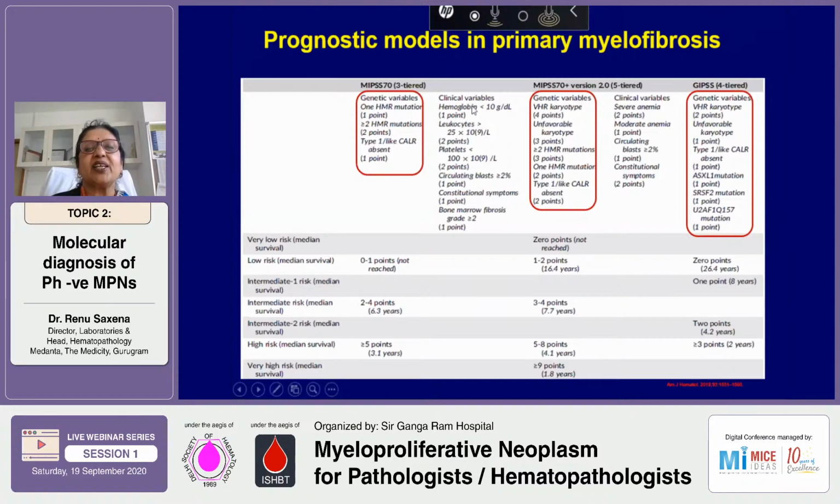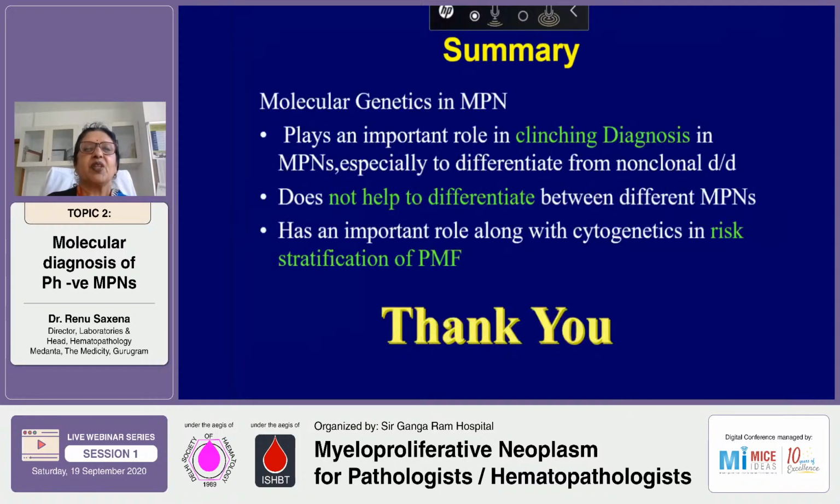As I said, MIPSS takes into account clinical variables and genetic variables. And here it takes into account clinical and genetic variables and karyotypes. And this is the GIPSS, which takes into account, as you can see, what is most important: you look at all the mutations which I've talked about. You look at CALR, which we've talked about. You look at high-risk karyotyping. And then we need to look at all these mutations, which includes the mutations that I said we find in triple negative ones as well.